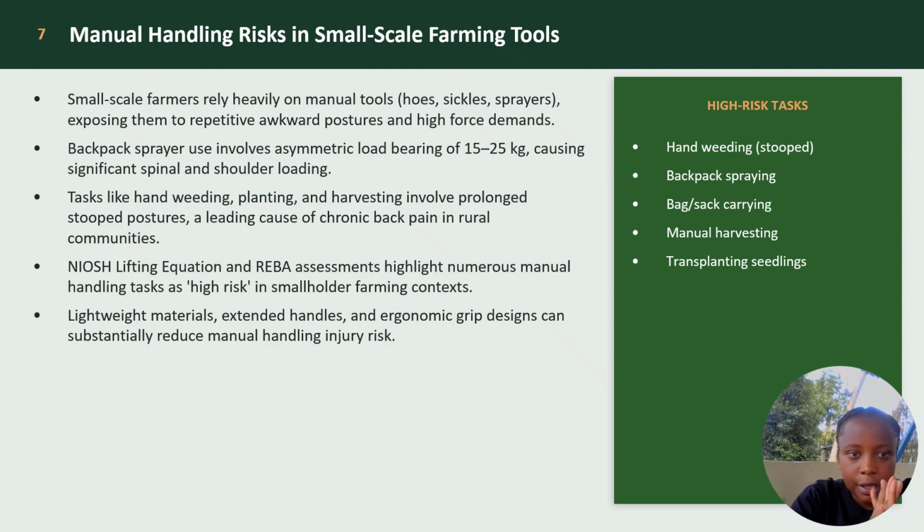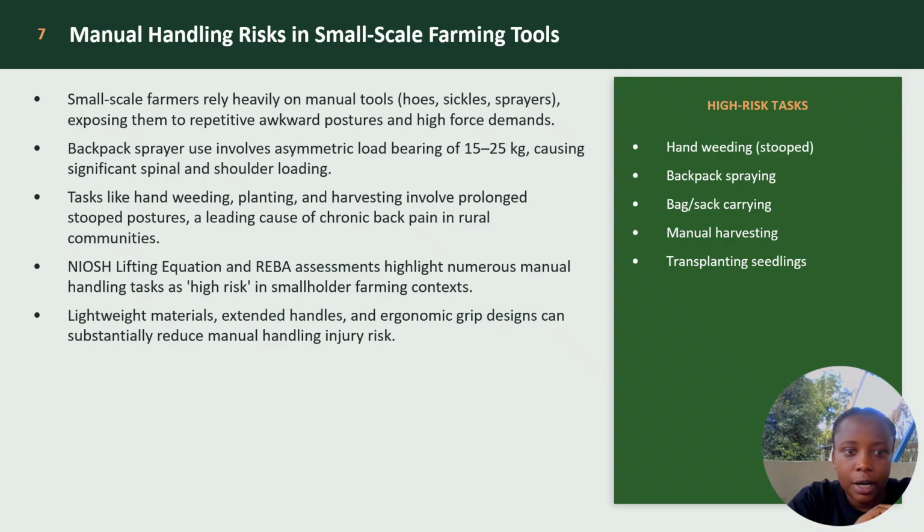The seventh topic is about manual handling risk in small scale farming tools. The first one about manual handling risk is that small scale farmers rely heavily on manual tools such as hoes, sickles, and sprayers. These all expose them to repetitive, awkward postures and high force demands.